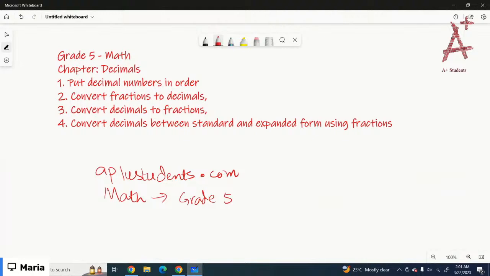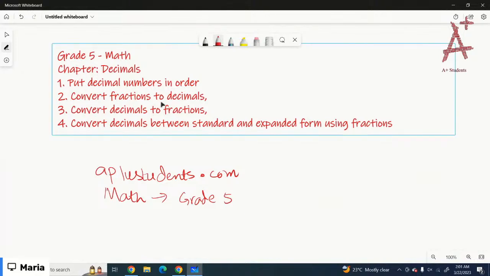We're going to start with the chapter decimals, and the lessons we're going to cover today are put decimal numbers in order, convert fractions to decimals, convert decimals to fractions, and then convert decimals between standard and expanded form using fractions. So let's start with the first lesson, that is put decimal numbers in order.